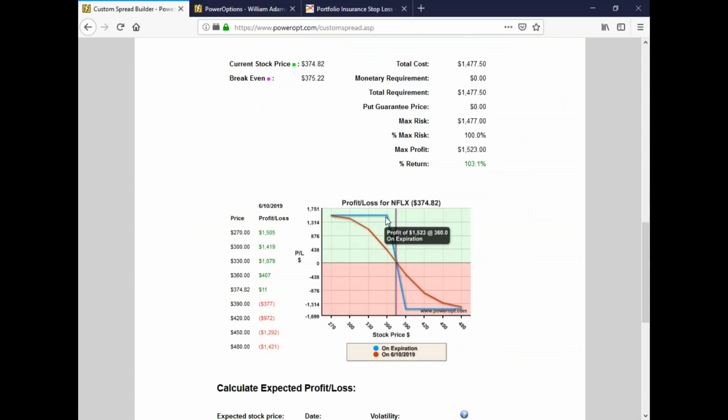And so in this case, we have a better probability. You're putting up 1477 for the potential to make 1523. It's a 100% return, and you're probably at a 40% probability of success rather than a 12.3% probability of success as well. So those are my thoughts.